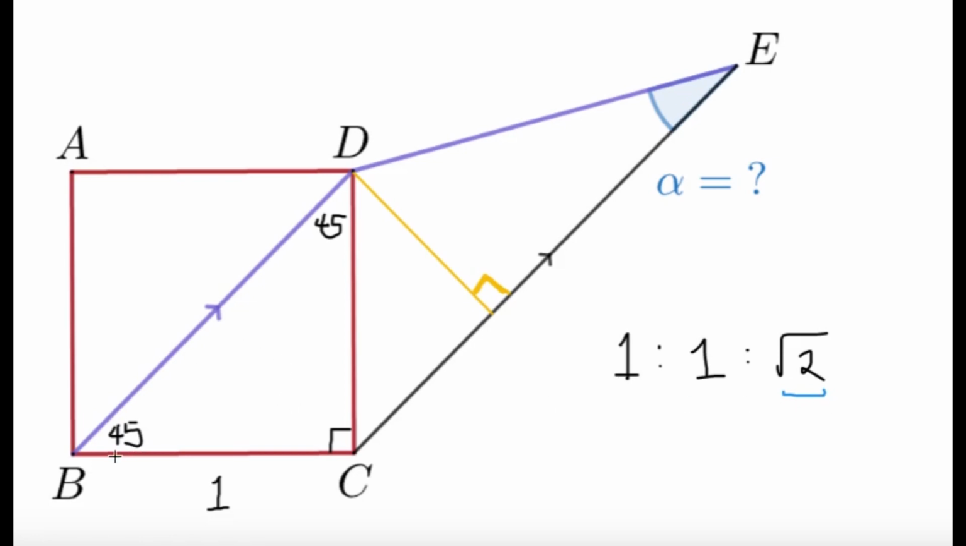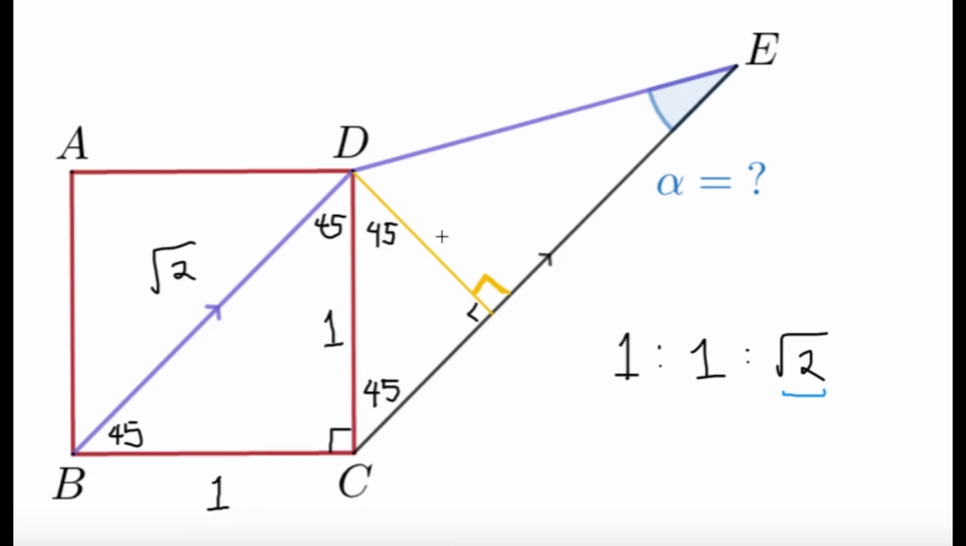So in triangle BDC here, DC must also equal 1, and then BD should have the length square root of 2, either via the Pythagorean theorem or using the ratios. Now, we can notice something here. Since we have BD parallel to CE, angle DCE should also be 45 degrees, because angle BDC and angle DCE are alternate interior angles. Now, if this is 45 and we have a right angle here, then this must also be 45.